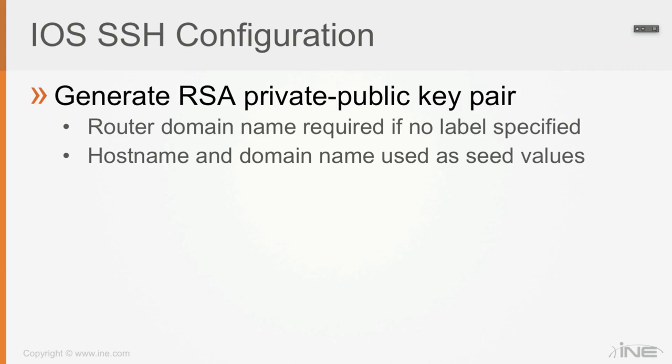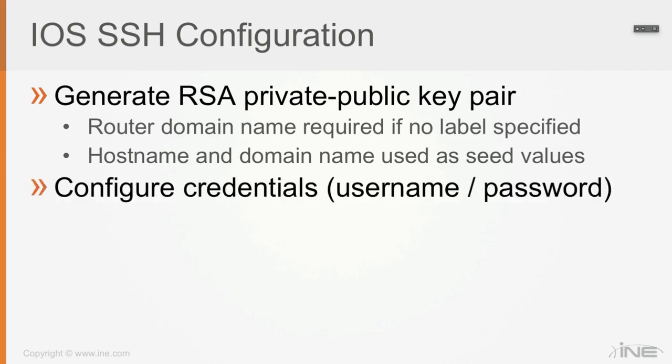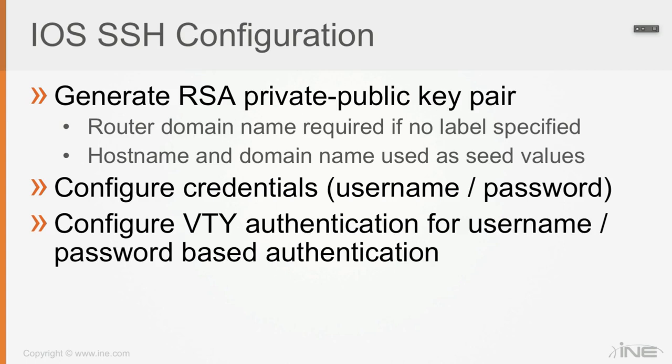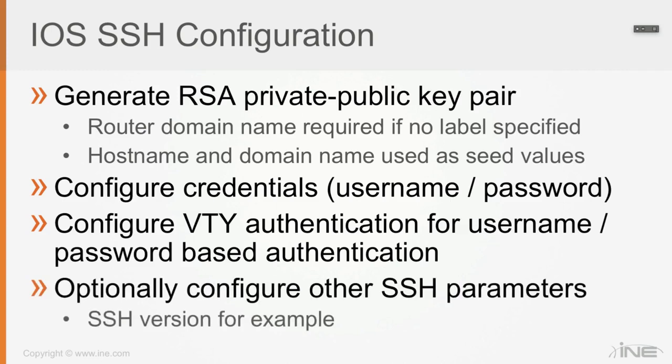So once I generated the RSA private public key pair, then of course we gotta configure credentials, username and password, for the authentication to work. And then we have to configure the VTI authentication for username and password authentication, because by default VTI uses password authentication, which SSH cannot work with that kind of authentication. And optionally we can configure other SSH parameters like the SSH version, for example, max number of failed authentications. We can even put in there the specific RSA private public key pair to be used. So a lot of other optional configurations can be performed.